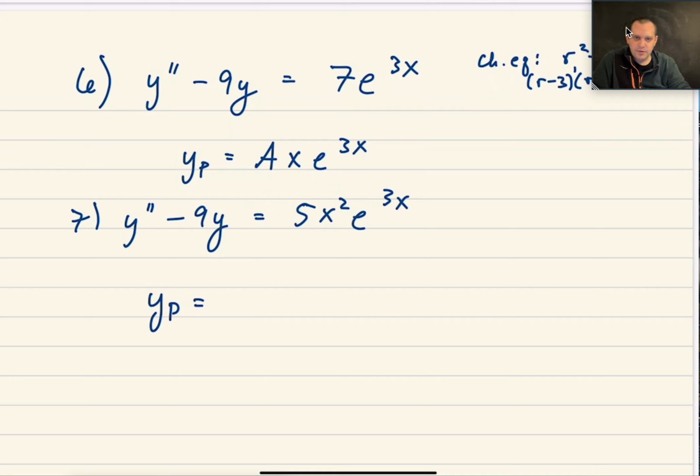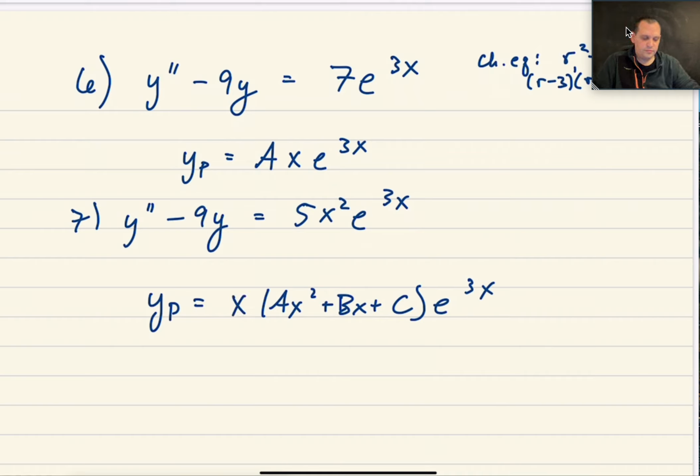And so what's going to happen is we're going to have a quadratic term times e to the 3x. So our particular solution is going to be this quadratic term, ax squared plus bx plus c, times e to the 3x, except that we have to multiply by another x, because 3 is a solution of multiplicity 1. So we need an x to the 1 in front. Okay, so that's how that works out.